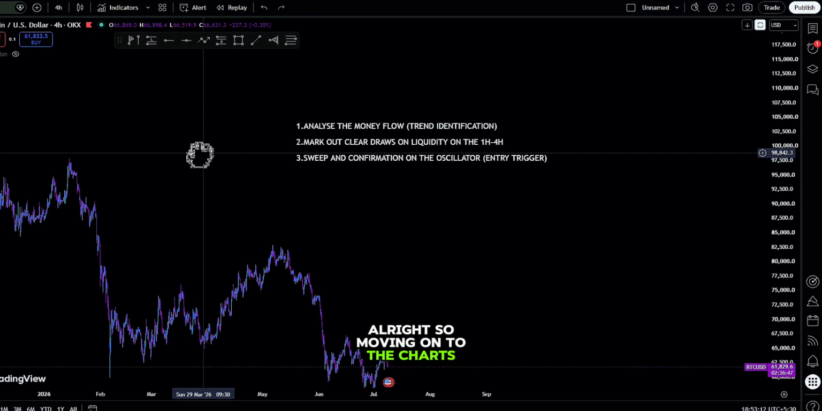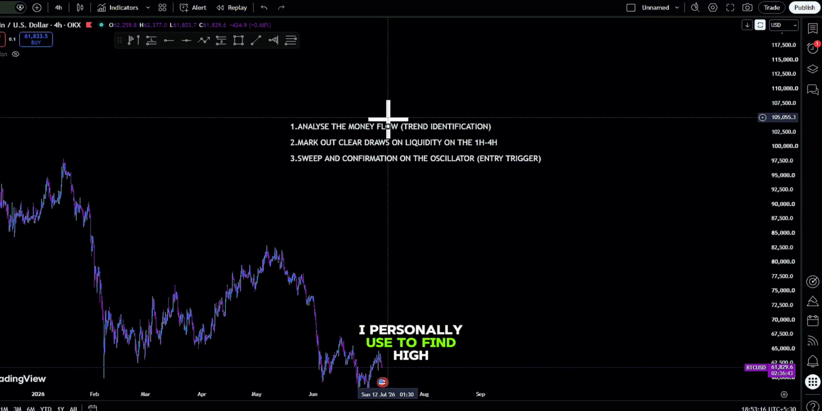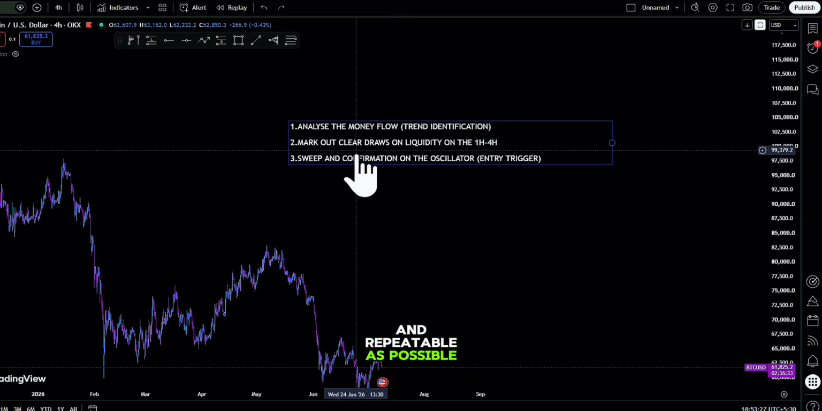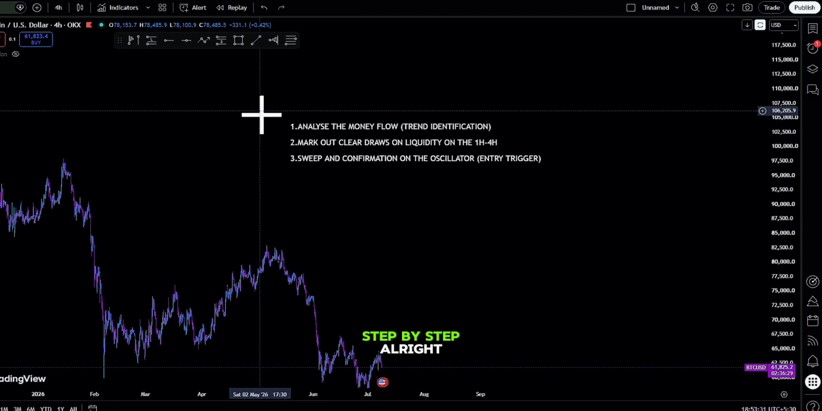Alright, so moving on to the charts. Now, this is the exact framework I personally use to find high probability setups, and there's nothing overly complicated or filled with dozens of indicators, as the goal is to keep trading as simple and repeatable as possible. So now let me show you exactly how I identified that setup step by step.